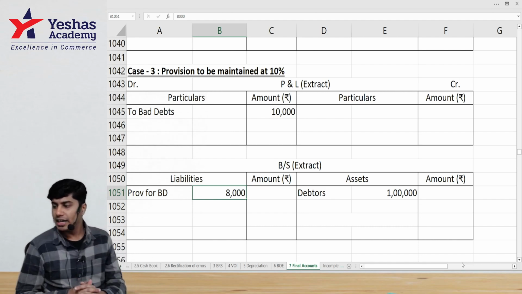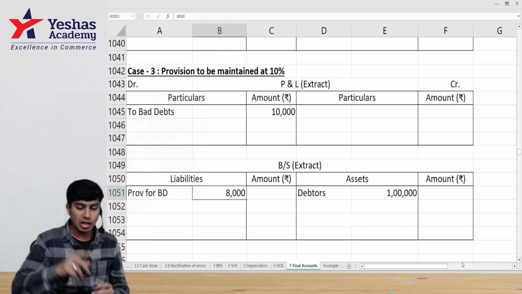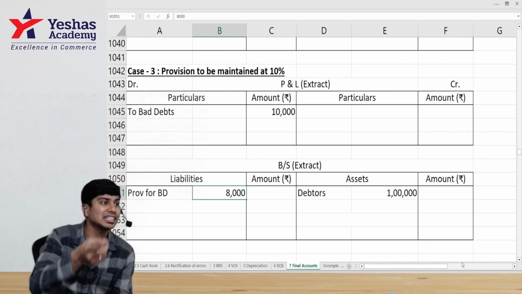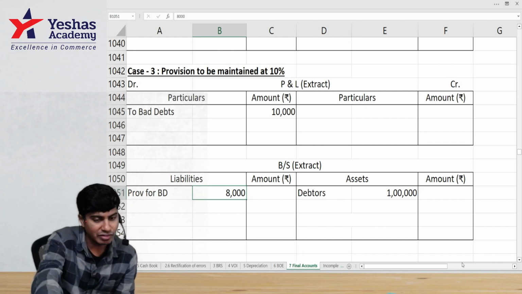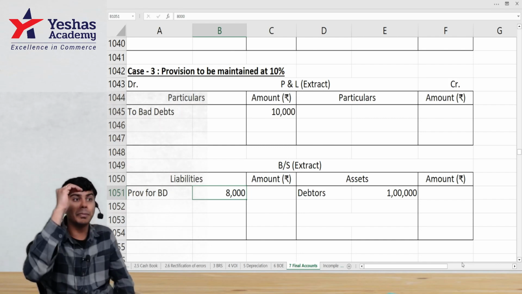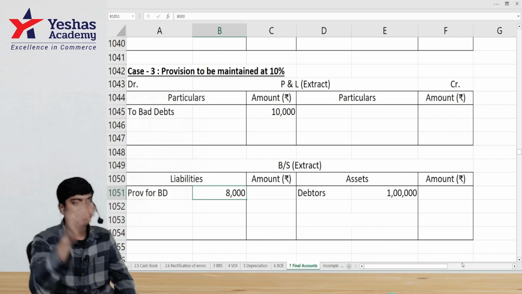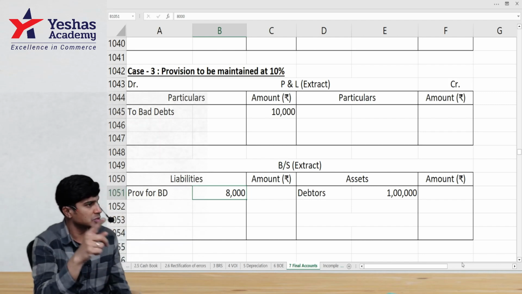What does it say? It says provision is to be maintained at 10%. What is the rate at which provision is to be maintained? Debtors after deducting bad debts is 1 lakh. It's already deducted. On that 1 lakh, you apply 10%. So provision has to be maintained at 10,000. If there is no existing provision, full 10,000 provision has to be created. It's an expense and liability.